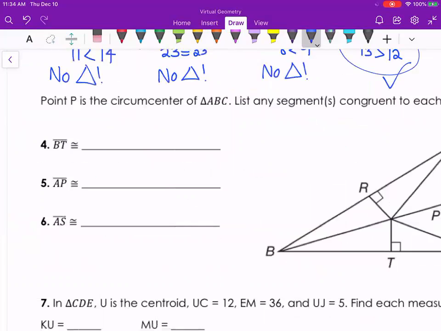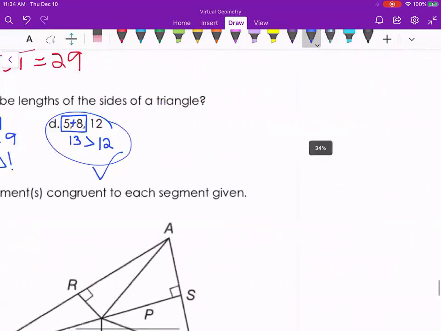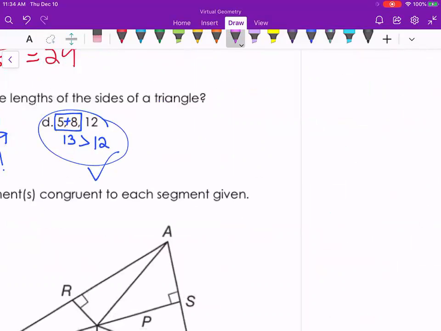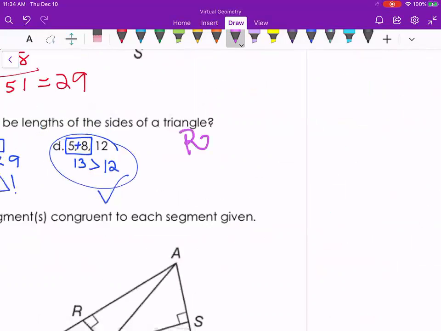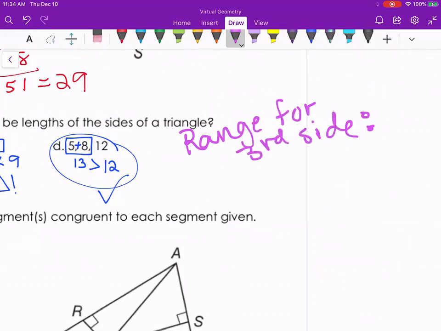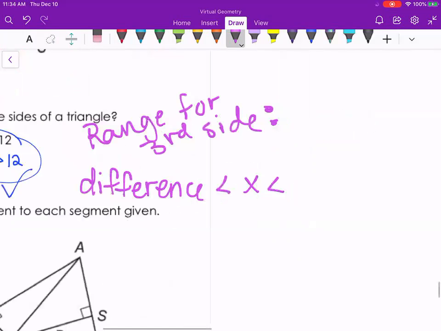Now, one extra thing I did give you when you're dealing with do you have a triangle or not is the equation to find the range for the third side. So I'm going to write it down over here on the side. Okay, and this was a formula that we covered. We had to find the difference of the 2 numbers. It has to be bigger than the difference, but less than the sum.